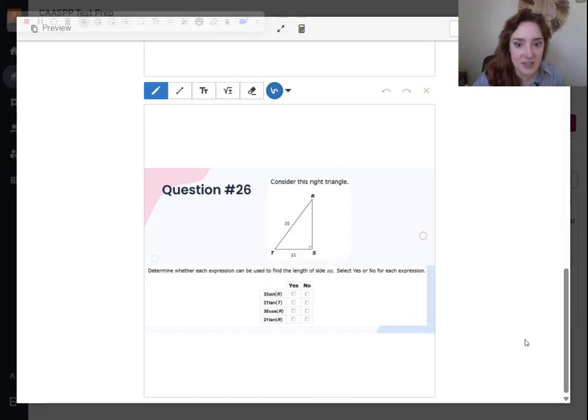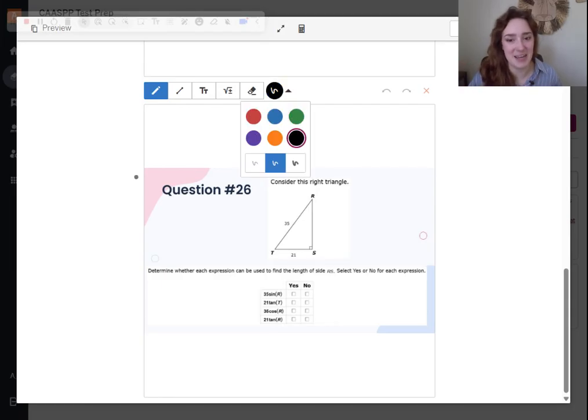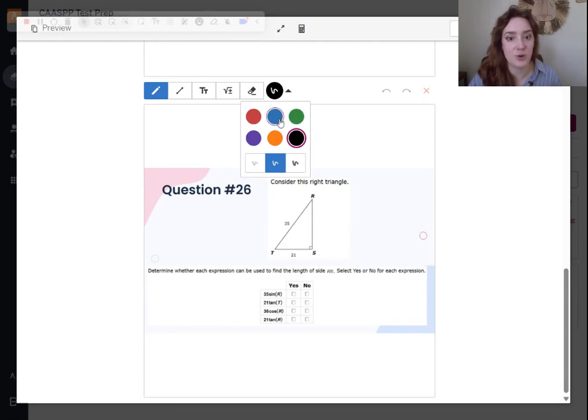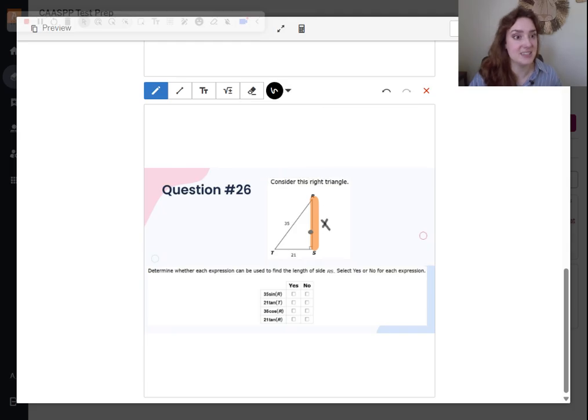Next one, again, it says question 26, but don't worry about that, ignore that. We've got this triangle and we want to determine whether each expression can be used to find the side length of side RS. Our goal is to find RS, so this is our unknown. I'm going to label it as X. We want to find this value. You can select yes or no.